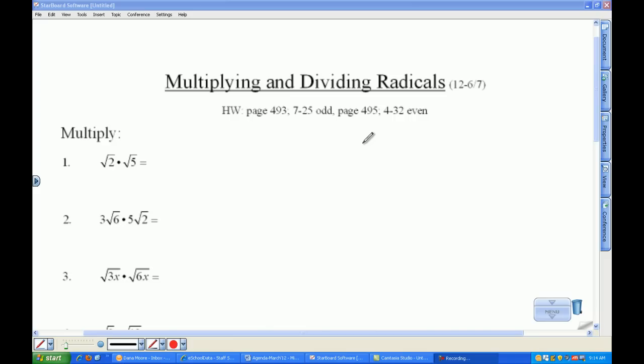Ladies and gentlemen, today we're going to be multiplying and dividing radicals. This is Chapter 12, Section 6 and Section 7.